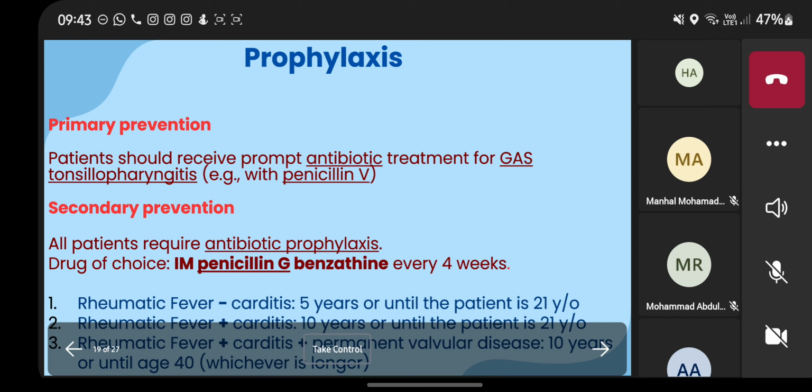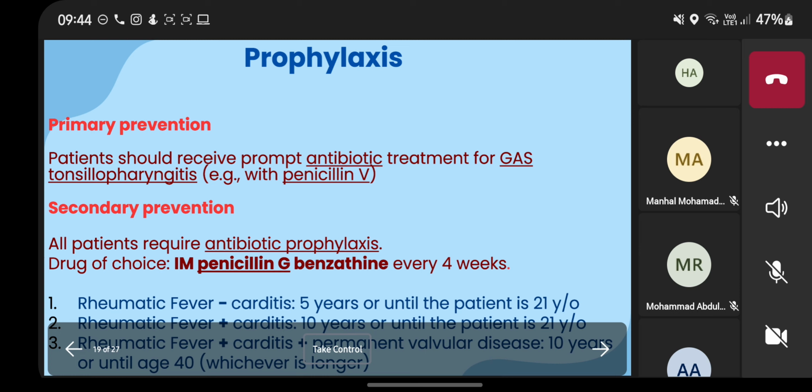We could give him an intramuscular injection of penicillin G benzathine every 4 weeks, preventing him from developing the disease. So when do we give him the secondary prevention? We have 3 scenarios. Either the patient has rheumatic fever without carditis, for 5 years or until he goes up to 21 years old, or the patient has rheumatic fever plus carditis, within 10 years. We give him prophylaxis for 10 years or until he hits 21 years old.